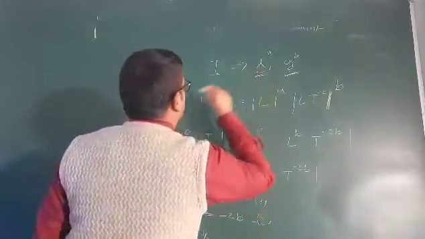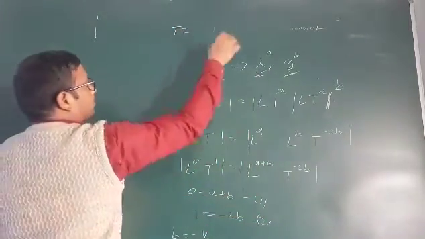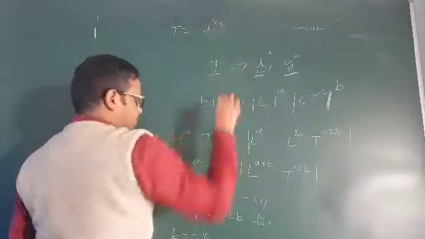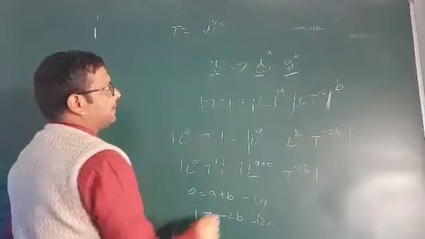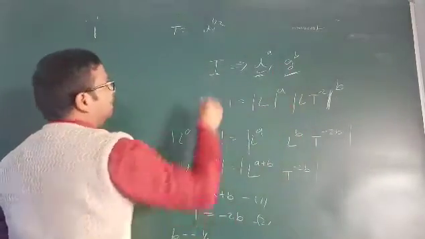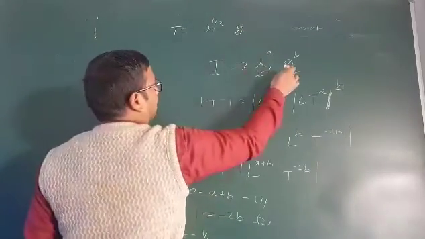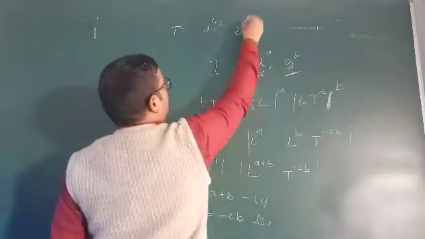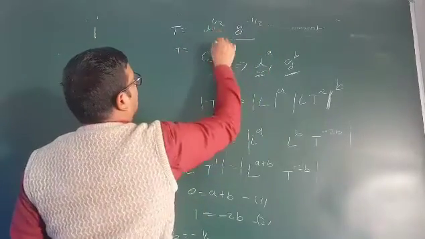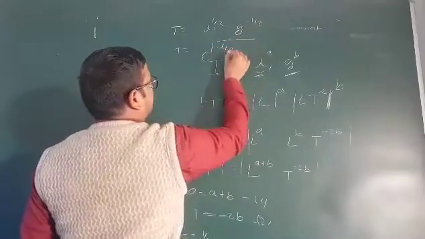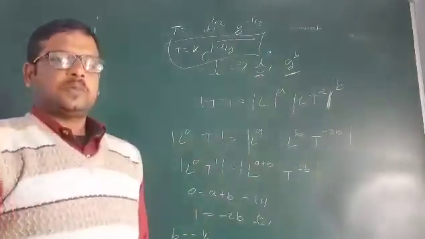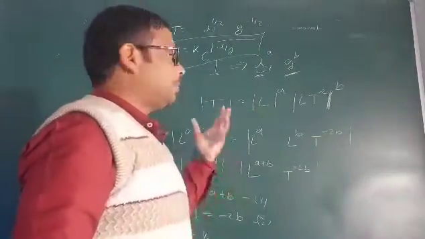Keep this value in the given equation. So T equals L to the power a, and a is 1 by 2, so L to the power 1 by 2, and g to the power b, and what is the value of b? Minus 1 by 2. So T equals under root L by g. The minus sign moves to the denominator, and one constant will come. Okay, this is another use of dimension.